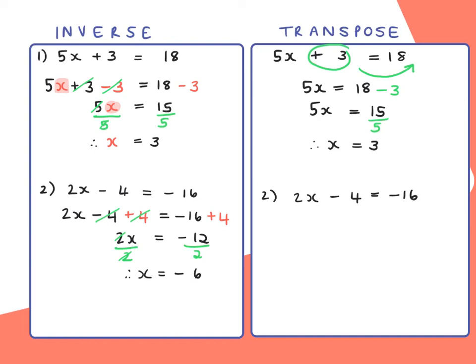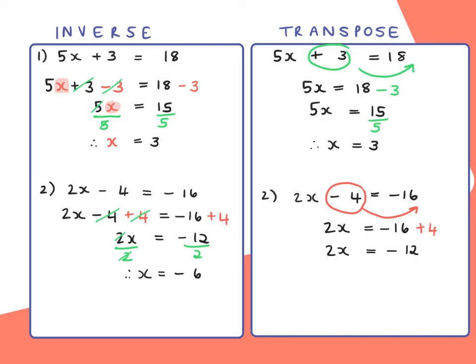Let's do the transpose method. So remember, transpose is just saying you're going to move these terms, you're going to transfer them. If it was negative 4 on the left, it's going to be positive 4 on the right. So we're going to have that 2x is equal to negative 16 plus 4. So 2x is equal to negative 12.